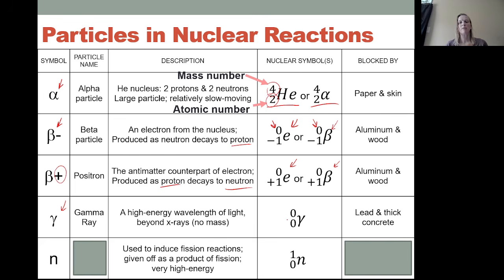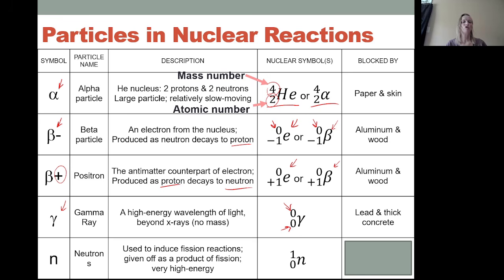Notice that gamma rays have no contribution to the atomic number of the element and no contribution to the mass number of the element. Gamma rays are often given off alongside other types of radiation particles as energy.